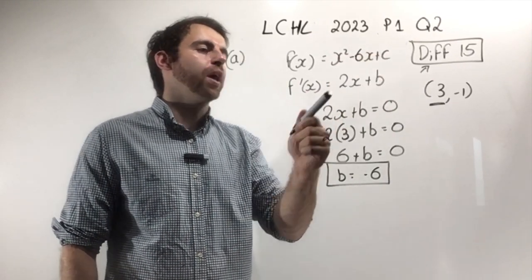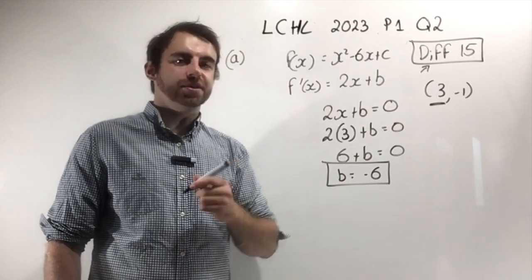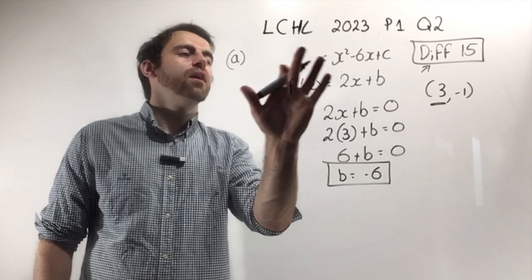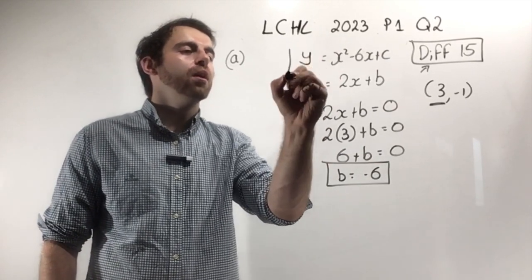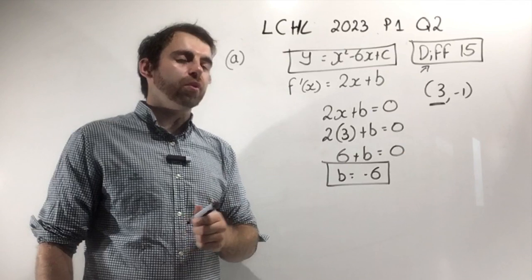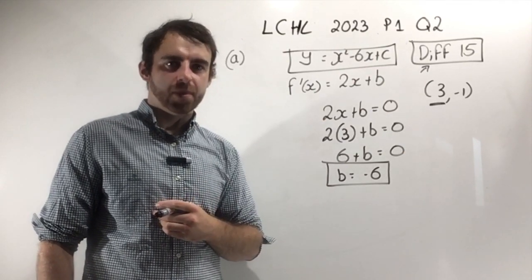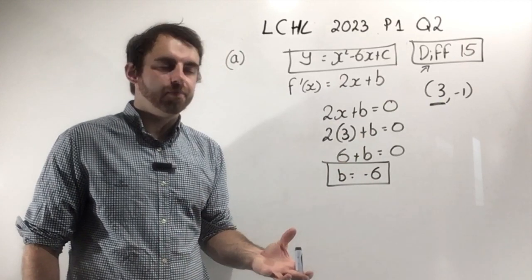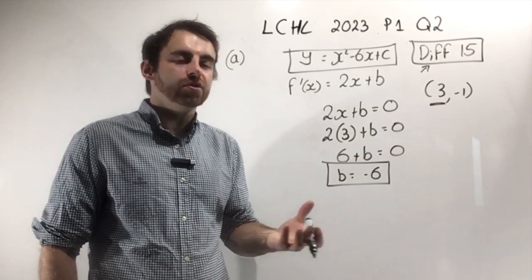I now know that the quadratic is x squared minus 6x plus c. What I'd start thinking now is, instead of viewing this as f of x, I'd start thinking of this as my y. I know that y equals x squared minus 6x plus c. And I know that the point (3, -1) is on the curve.